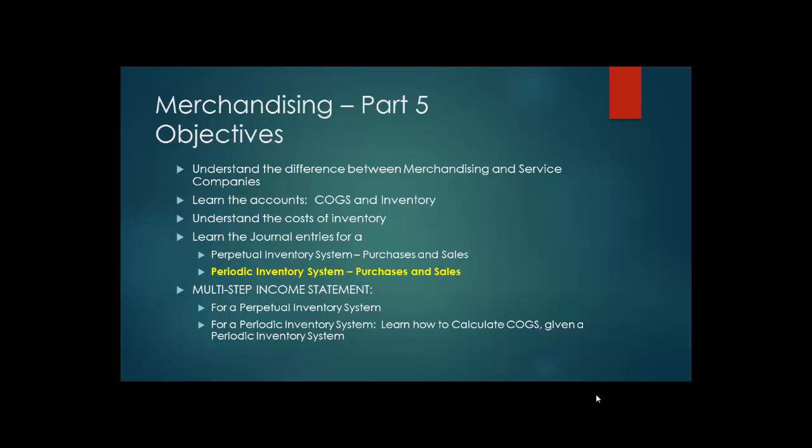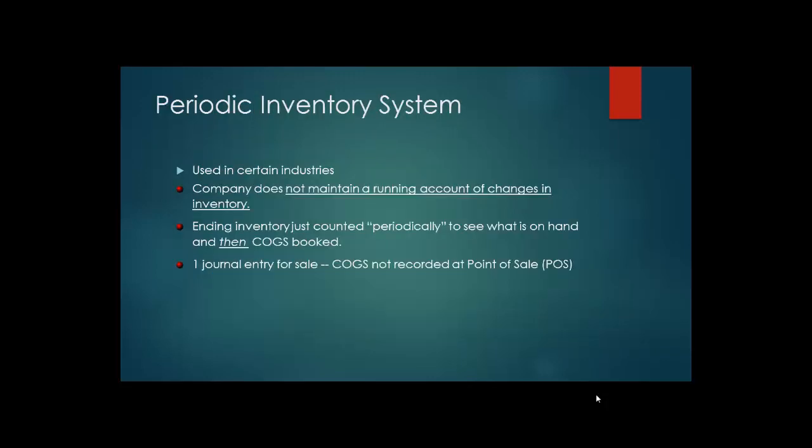Part 5 will cover the periodic inventory system, and you need to understand this one too. For purchases and sales, you need to know the journal entries for these. So what is periodic again?